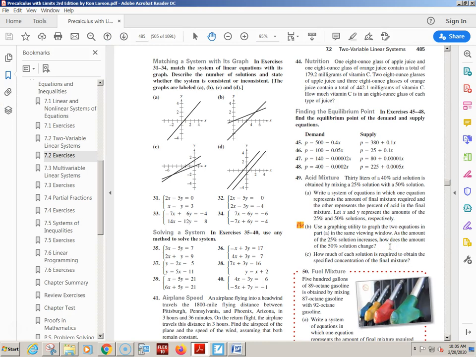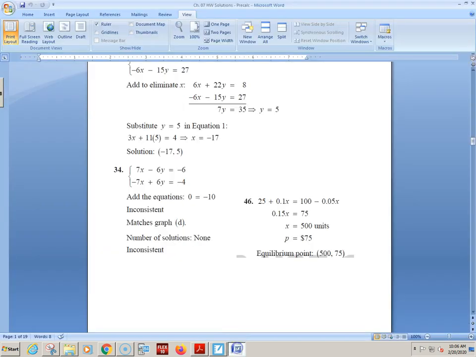Yeah, you had to understand the equilibrium point was when supply equals demand, but it's basically a substitution. Or you can make it elimination by putting them on top of each other. And here in 46, you could have subtracted. The p's would have canceled to be 0. Then you would have gotten 75 minus 0.15x, and all you have to do is solve. But in context, what does this point mean? That we had 500 units at a price of 75. That's where that break even, wrong term, equilibrium point exists.